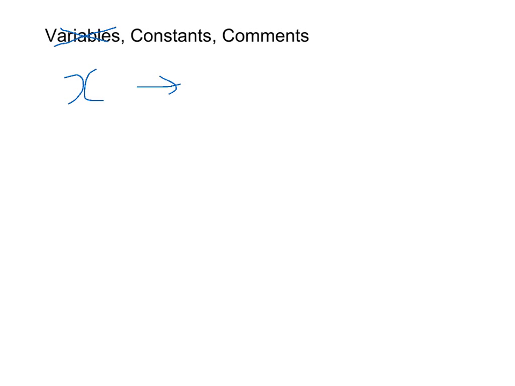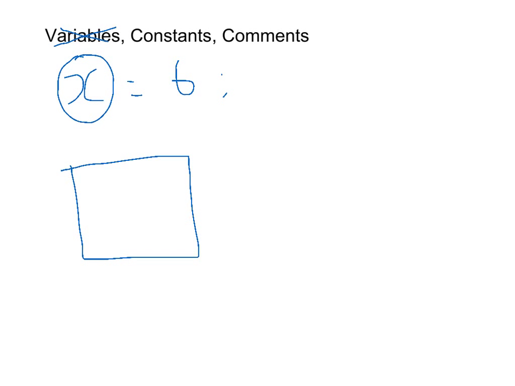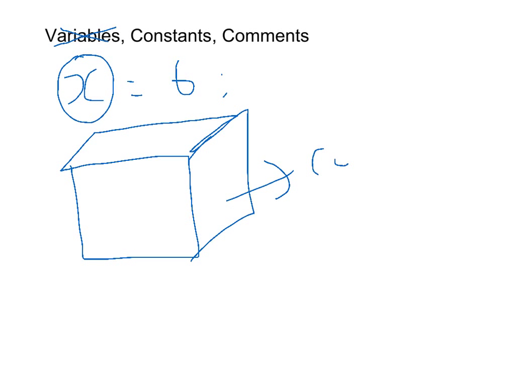Think of x being equal to 6. Our constant is x, and with a constant, it doesn't change. It doesn't change, okay? So, again, we can use the box analogy. We say this is our box. We'll say it's a constant, right?